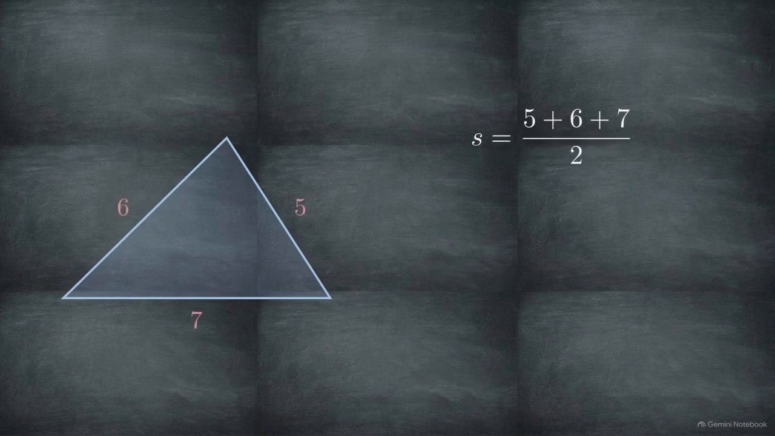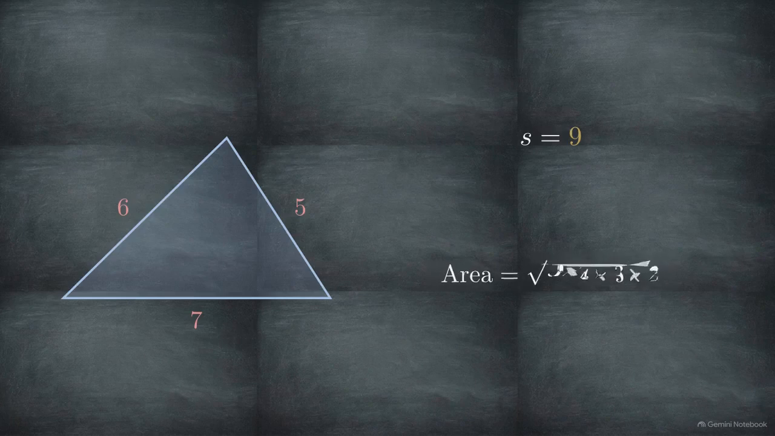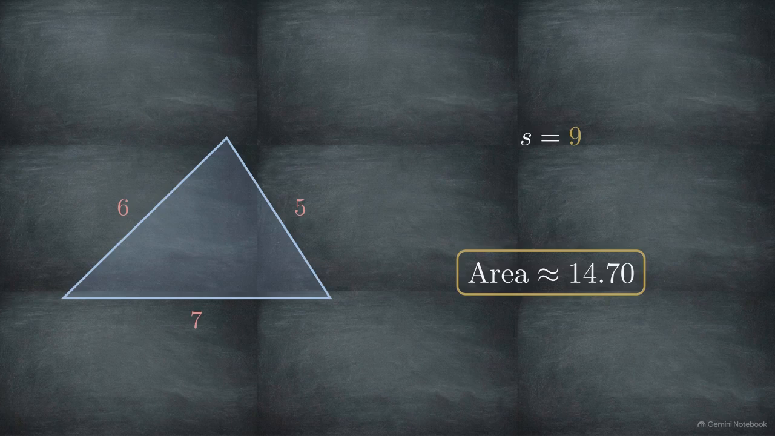If a triangle has sides of 5, 6, and 7, we find our S value of 9. We plug that 9 into the square root, subtract each side length, and multiply the results. This gives us a final area of 14.70 square units.